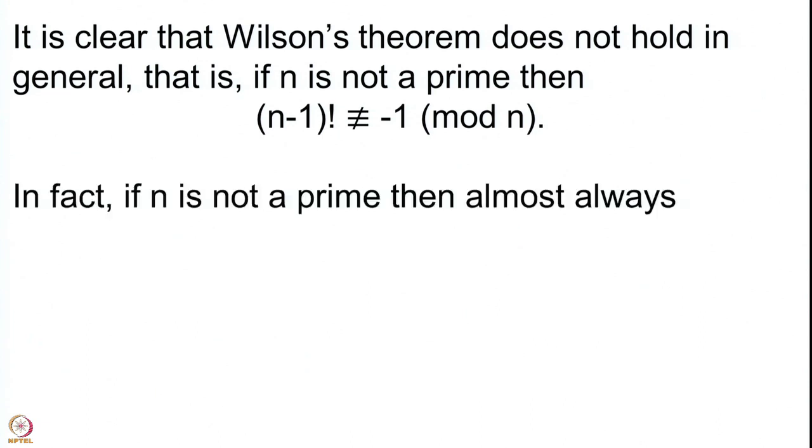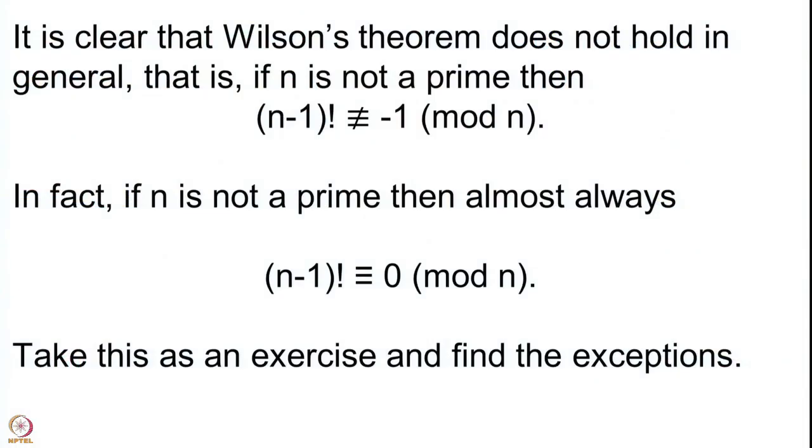In fact, if you have that n is not a prime, then almost always we will have that (n minus 1) factorial is 0 mod n. N will divide (n minus 1) factorial. This is something that always holds, except one or two exceptions. So, I will now give this to you as an exercise. I will not give you the solution, neither will I give you any hint to solve this problem. Take this as an exercise and find the exceptions.